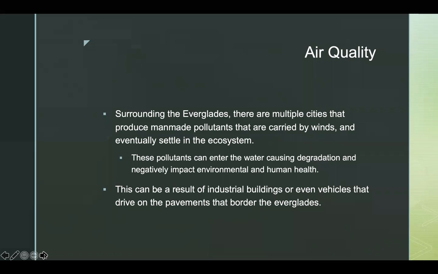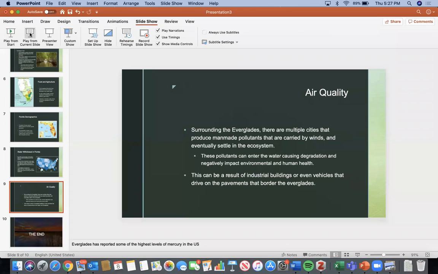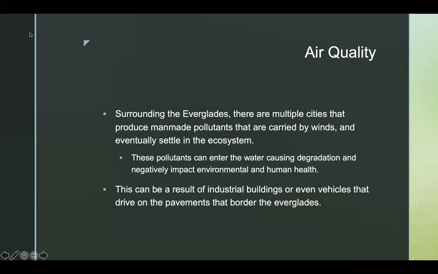Air quality. Surrounding the Everglades, there are multiple cities that produce man-made pollutants that are carried by winds or deposited by rain and eventually settle in the ecosystem. These pollutants can enter the water, causing degradation and negatively impact environmental and human health. This can be a result of industrial buildings or even vehicles that drive on the pavements that border the Everglades. In fact, the Everglades has one of the highest levels of mercury in the United States.